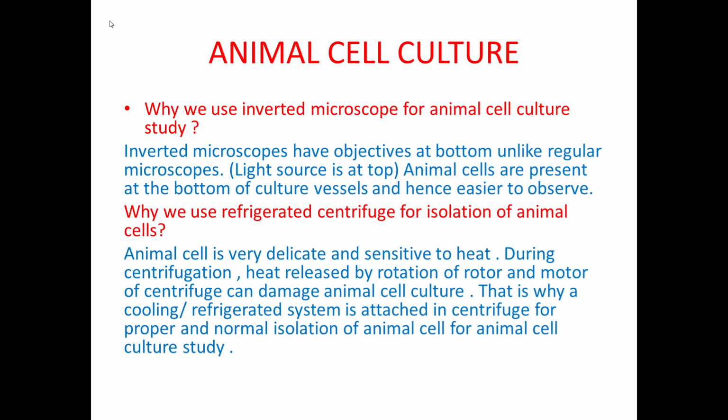Next question is, why do we use a refrigerated centrifuge for isolation of animal cells during animal cell culture? You know, animal cell culture is very delicate and sensitive to heat. During centrifugation, heat released by the rotation of the rotor and motor of the centrifuge can damage the animal cell culture. That is why a cooling refrigeration system is attached in the centrifuge for proper and normal isolation of animal cells for animal cell culture study. So this is a very important question related to your CBSE exam.